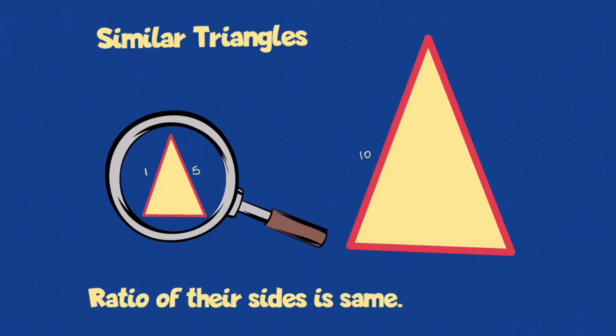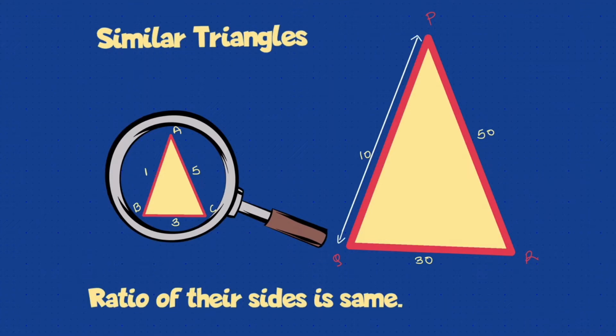So if this is 1, this becomes 10, 1 into 10. This is 5, 5 into 10, this becomes 50. This is 3, 3 into 10, this becomes 30. Which means the ratio of their sides, if I say PQR is an amplified version of ABC, the ratio of the sides of PQR and ABC will be the same. Let's prove this for our better understanding.